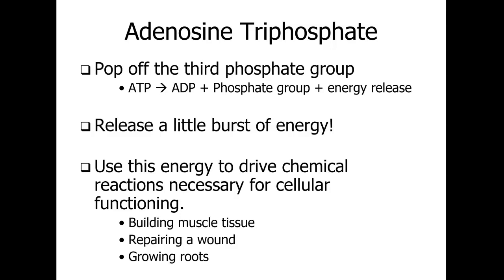So like we said, pop off that third phosphate group, ATP becomes ADP and a phosphate group, and the energy is released. And so it gets released in little packets of energy. But if you think, you have a lot of mitochondria per cell, depending on where that cell is located. If it's a muscle cell, it's going to have many, many more mitochondria than a cell, let's say, that's just doing its thing in the lungs or in the nervous system.